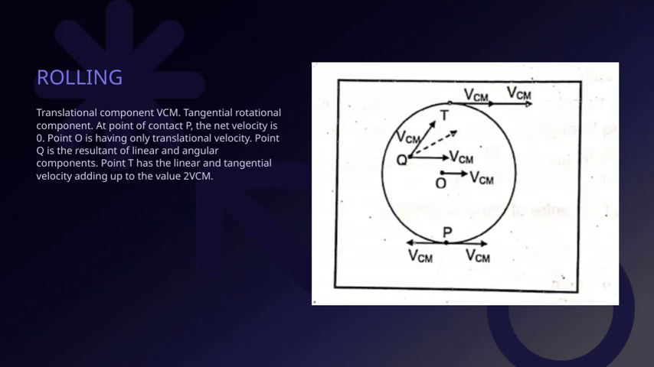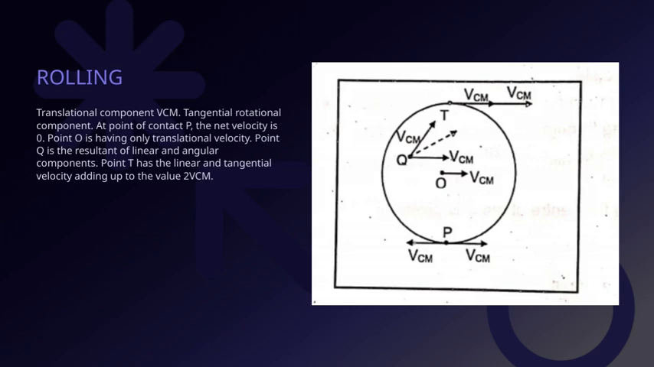Let's take a closer look at the translational component VCM, which is the velocity of the center of mass, and the tangential rotational component that contributes to the motion. At the point of contact, point P, the net velocity is actually zero, which is a key concept in rolling motion. This means that at the exact point where the object touches the surface, there is no slipping. It's momentarily at rest relative to the surface.